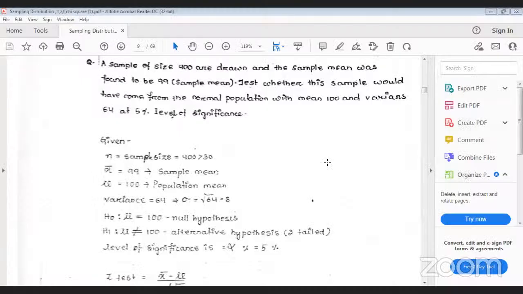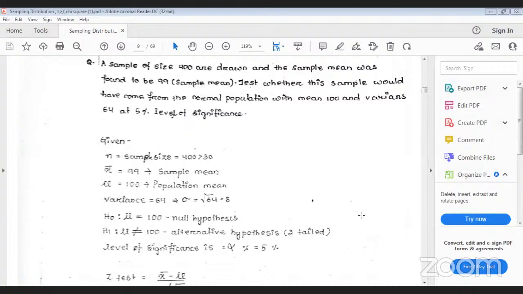Okay. So next question we'll discuss. A sample of size 400 is drawn and the sample mean was found to be 99. Test whether this sample would have come from the normal population with mean 100 and variance 64 at 5% level of significance. So now we have to test this one.